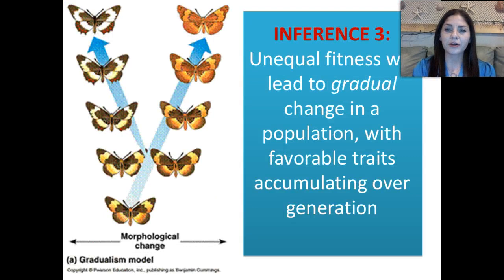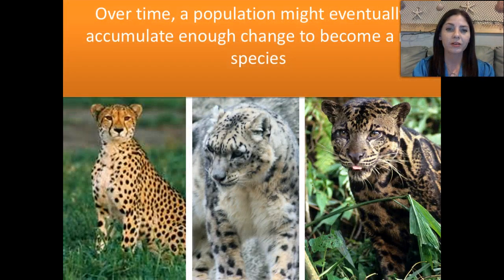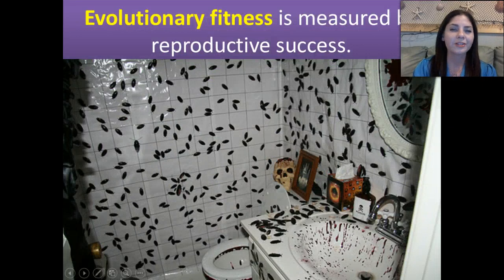He also inferred that unequal fitness will lead to gradual change in a population, with favorable traits accumulating over each generation. This will lead to eventual accumulation of enough change that a new species might occur, as evidenced in our large cats. So I'm going to leave you with this: evolutionary fitness is measured by reproductive success.